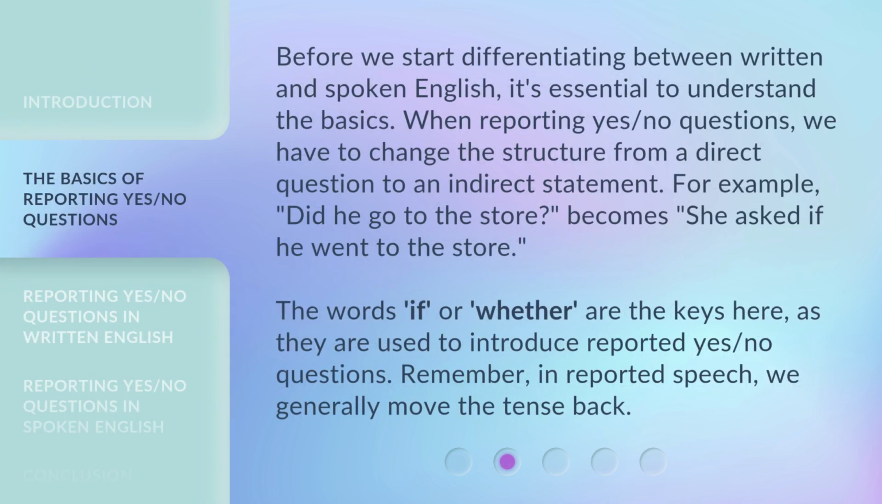Before we start differentiating between written and spoken English, it's essential to understand the basics. When reporting yes, no questions, we have to change the structure from a direct question to an indirect statement. For example, did he go to the store? Becomes, she asked if he went to the store. The words, if, or whether, are the keys here, as they are used to introduce reported yes, no questions. Remember, in reported speech, we generally move the tense back.